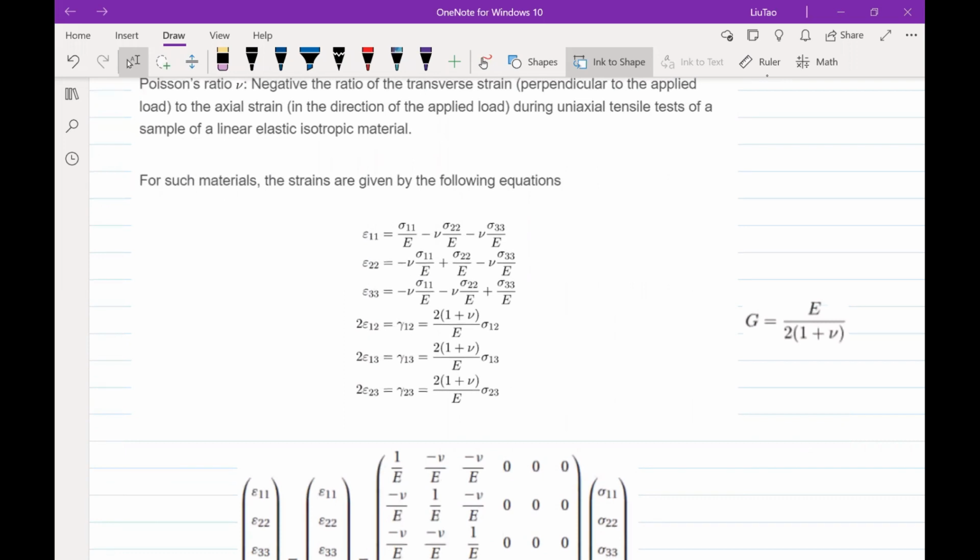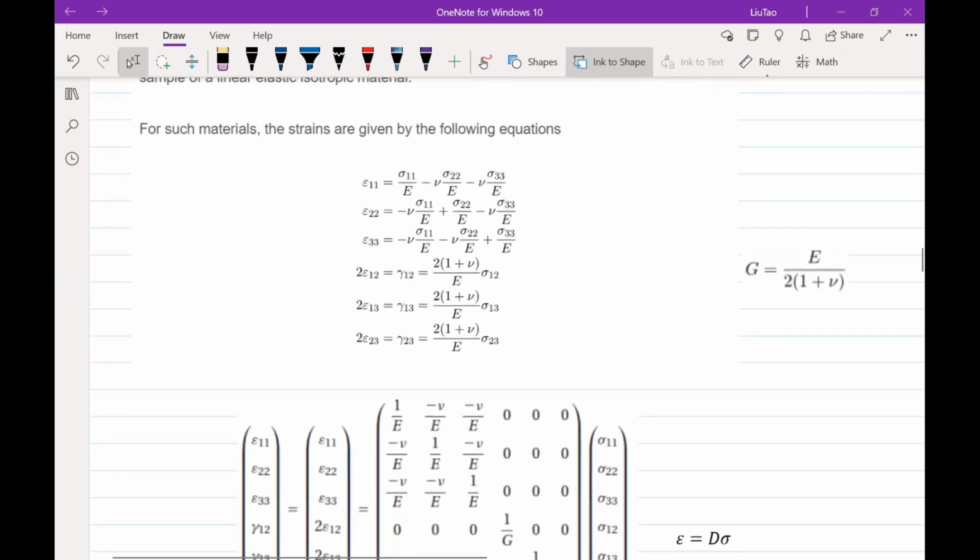So epsilon 1,1 is equal to sigma 1,1 over Young's modulus E minus Poisson ratio V times sigma 2,2 over E minus V times sigma 3,3 over E. And epsilon 2,2 is equal to minus Poisson ratio times sigma 1,1 over E plus sigma 2,2 over E minus Poisson ratio times sigma 3,3 over E. And epsilon 3,3 is equal to minus Poisson ratio times sigma 1,1 over E minus Poisson ratio times sigma 2,2 over E plus sigma 3,3 over E.